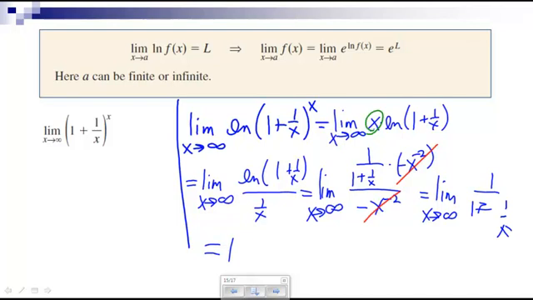Now, if that's true, this is going to equal the limit as x approaches infinity of e to that power. Why? What did I do over here to our original equation? I took the natural log. How do I undo the natural log part? You take the e of it. And so our ending answer doesn't even have an x in it. It's going to equal e.